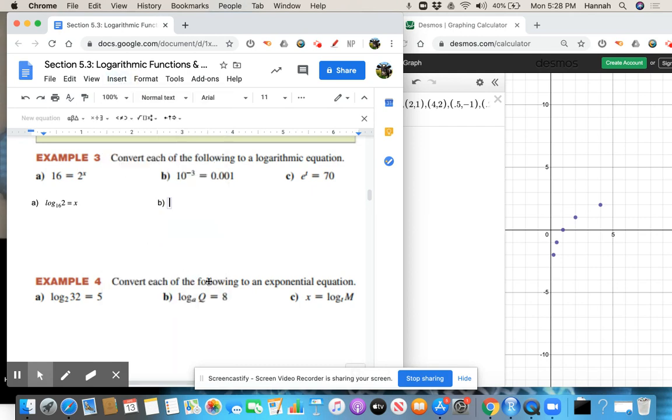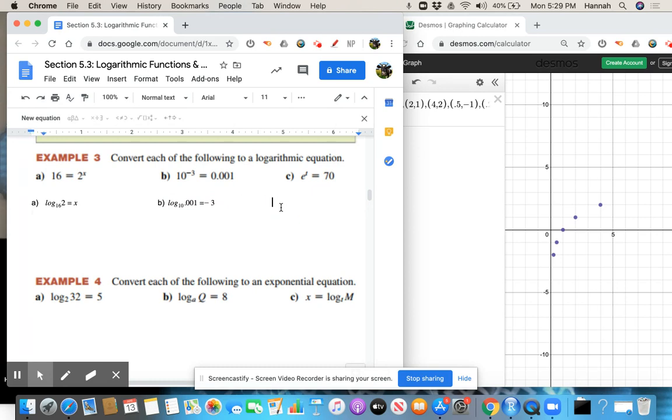So since that's the exponent, that's going to be the part of my equation that's by itself. Negative 3 is going to be the only thing on the right side. That 10 and the 0.001 are going to form the base and the argument of my logarithm. So I have log base 10 of 0.001. And then I'm done right there. Sometimes you will see people put the argument, so the big number, in parentheses, but you don't have to. That's up to you.